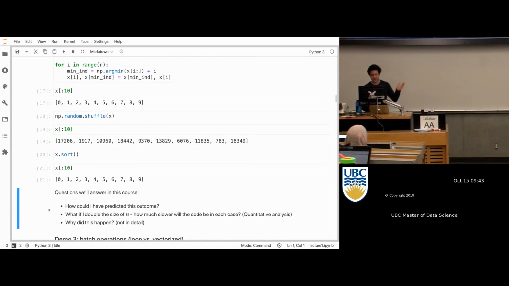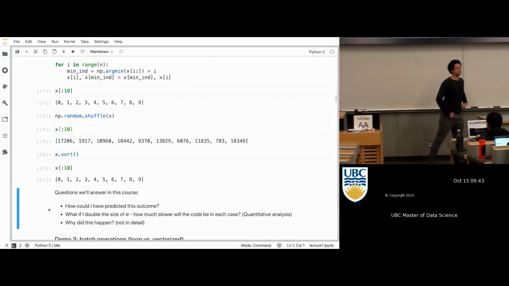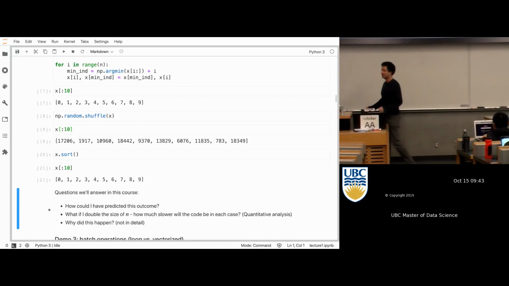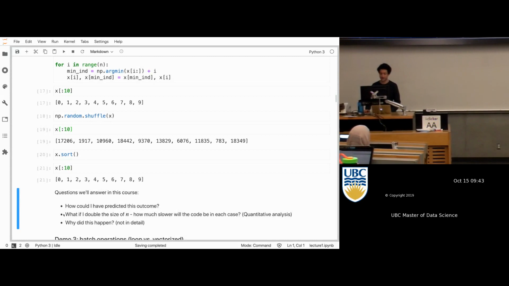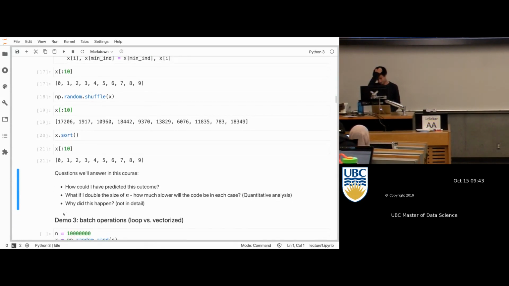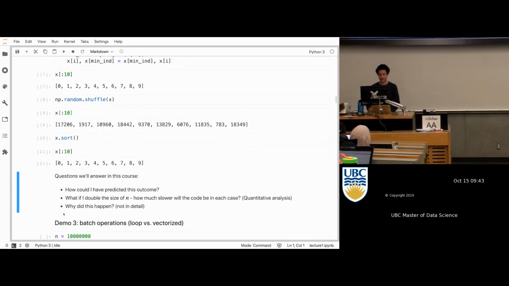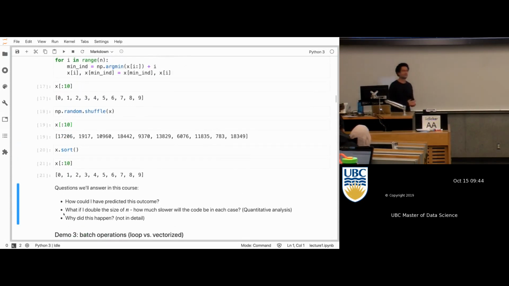OK, so again, how could I have predicted this? What's going to happen if I double n? And could I write a sort as good as the NumPy sort? These are, again, the type of questions that we want to tackle in this course. So last demo. All right, any questions on this demo, actually, before we go on?